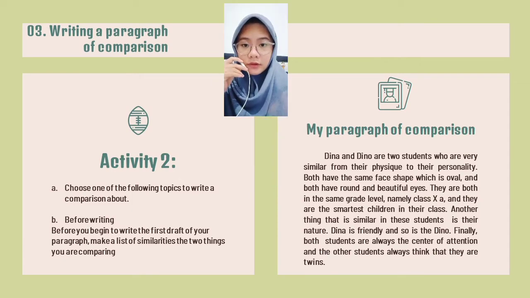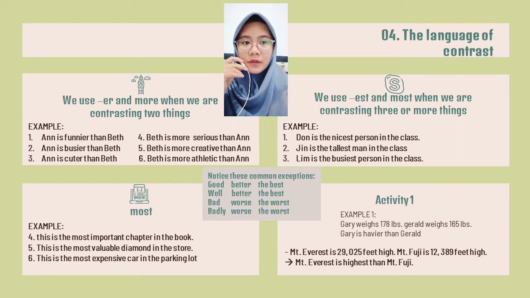Alright, we move to the fourth material, which is about the language of contrast. So the first is we use -er and more when we are contrasting two things. For example, Ann is funnier than Beth, Ann is busier than Beth, Ann is cuter than Beth. Beth is more serious than Ann. Beth is more creative than Ann. Beth is more athletic than Ann. And the second is we use -est and most when we are contrasting three or more things. So for example, Don is the nicest person in the class. Jane is the tallest man in the class. Lim is the busiest person in the class.